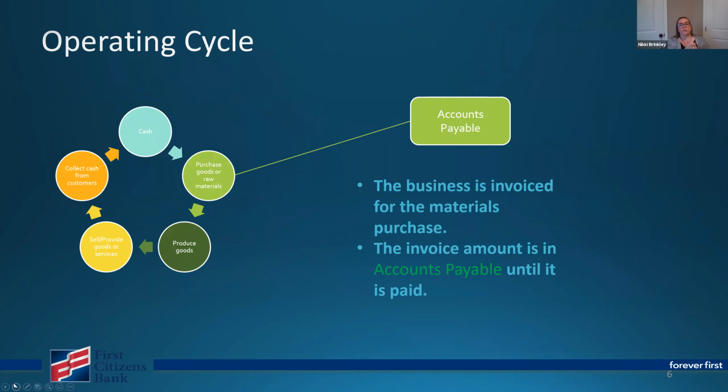So if you look at the purchase of goods and raw materials, this is going to be your accounts payable. The business is invoiced for the materials purchased, and the invoice amount is in the accounts payable until it is paid. Okay, we can go to the next one.